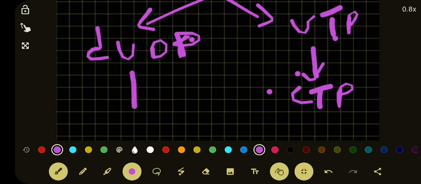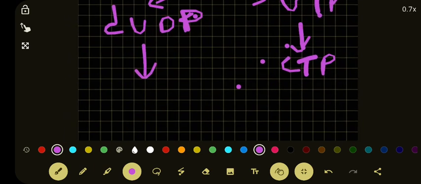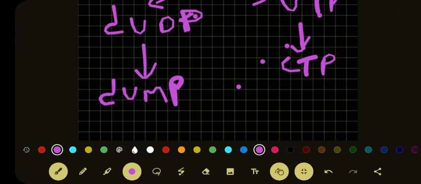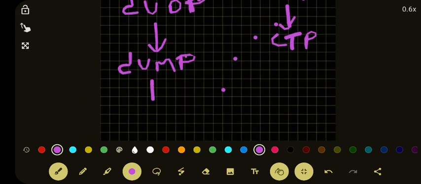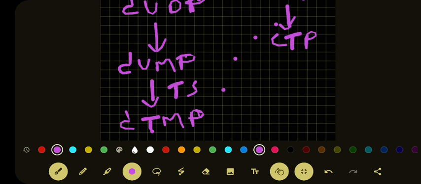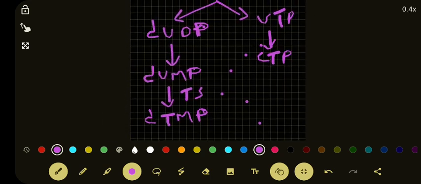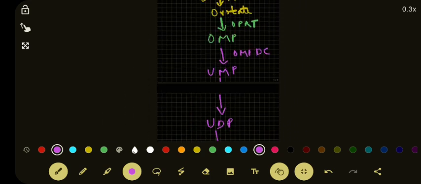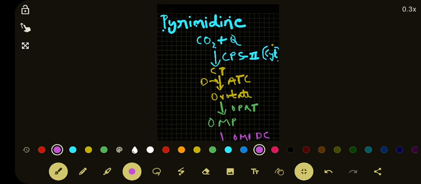This dUDP is converted to dUMP, then from dUMP to dTMP. Here T indicates thymine, U indicates uracil. So uracil to thymine occurs only in monophosphate form, and the enzyme here is thymidylate synthase. So this is the layout of how this pyrimidine synthesis occurs.